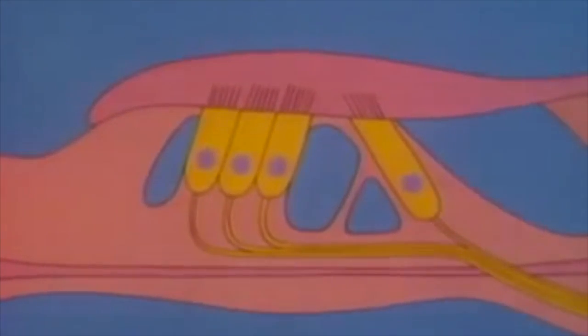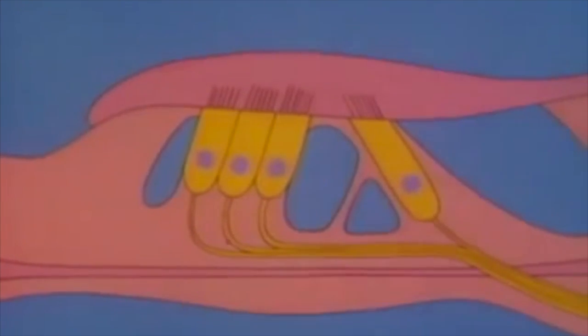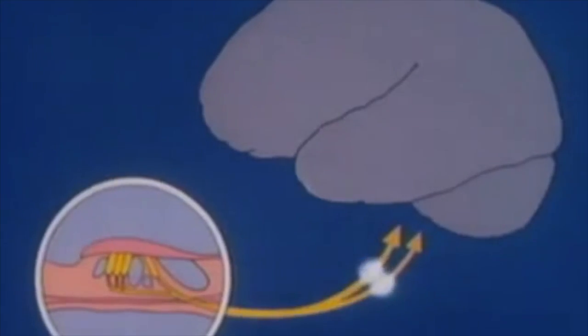The cells of the organ of Corti rest at one end in the basilar membrane, and at the other are covered by the tectorial membrane. When the cochlear partition vibrates, the cells of the organ of Corti are stimulated, and nerve impulses are produced which travel along the auditory nerve, eventually making their way to the brain.